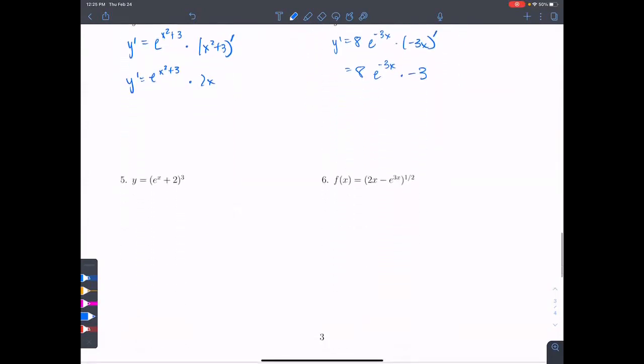Number 5, chain rule. So 3e to the x plus 2 squared. Exponent down front, decrease it by 1. Leave the inside alone. Times the derivative of the inside. The derivative of e to the x is e to the x. Let's see if we keep going.